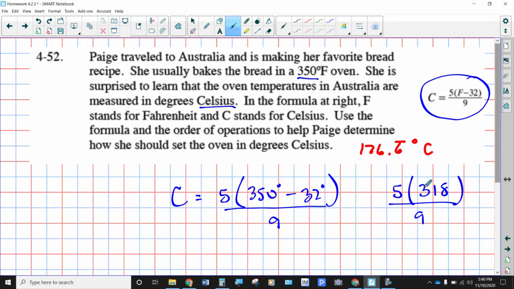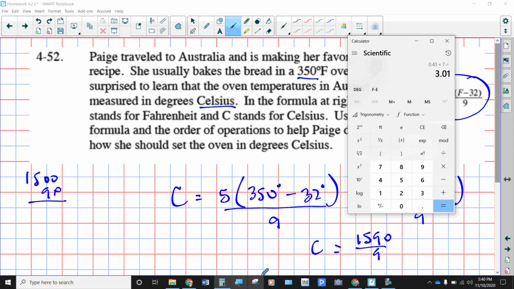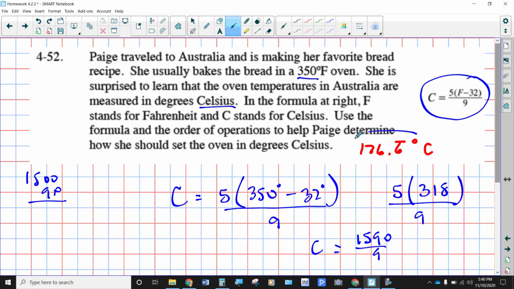Well, what is 5 times 300? That's 1,500. 5 times 18 is 90, so that's got to be 1,590 divided by 9. And at this point, I'm going to go ahead and use the calculator. Let me just verify. 318 times 5 is indeed 1,590, and then take that and divide it by 9, and you get 176.6 repeated. So that is the conversion. So if you want to bake it at 350, then that's the number in Celsius you're going to plug into the oven.